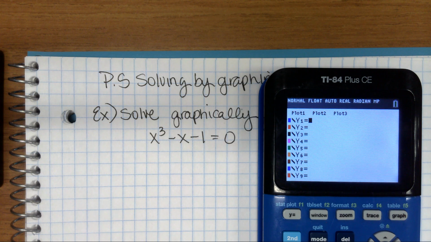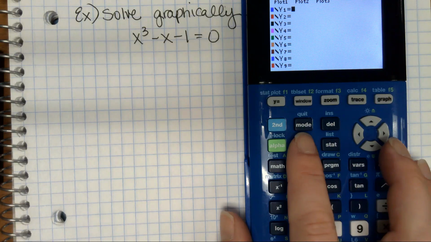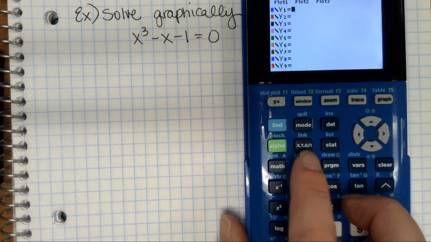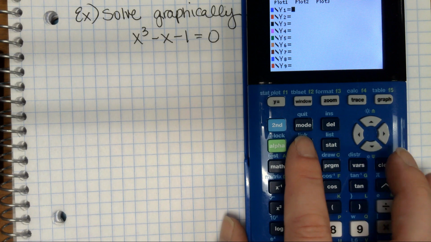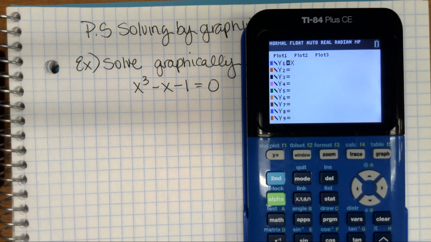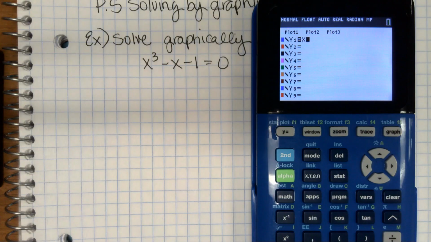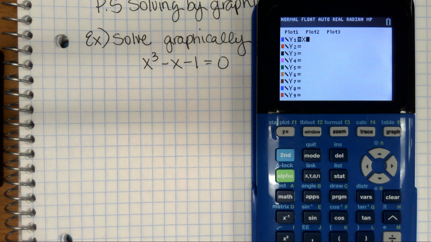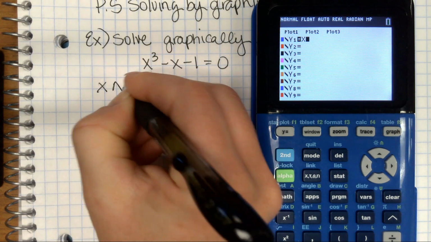right. How do we put in an x cubed? Well, I already told you before, the x key is this one right here. There's an x, a t, a theta, and an n. So I press that, and it should show up. To raise it to the third power, we're going to use the caret key. The caret key is the one that looks like that.